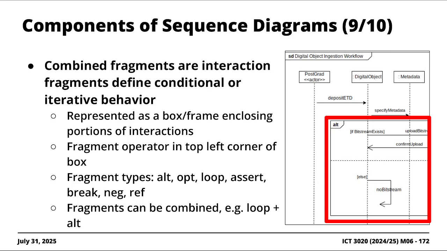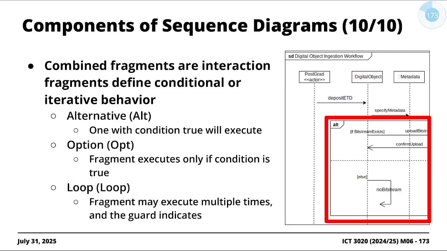Anyways, so fragments can also be combined here, like you can combine loops and alternative fragments or something like that. So again, just to put it into perspective here, alt is like alternative, where one condition, the one with a condition true, will execute ideally.